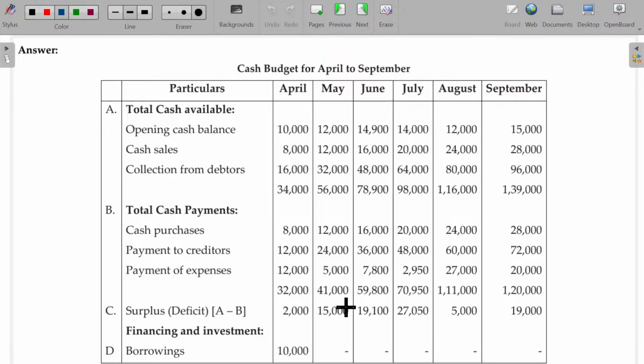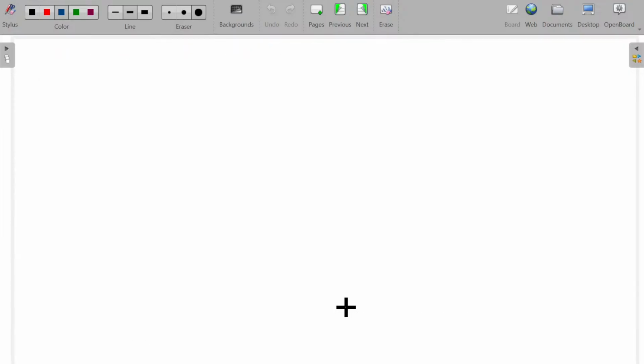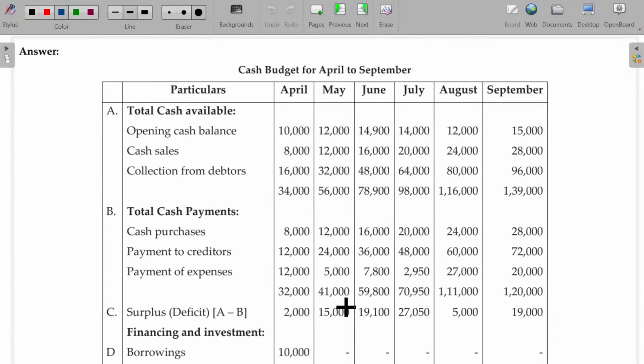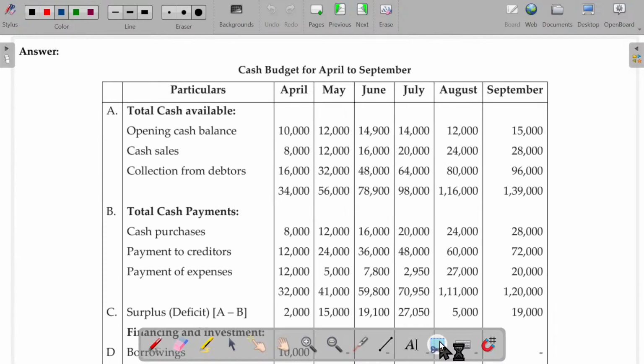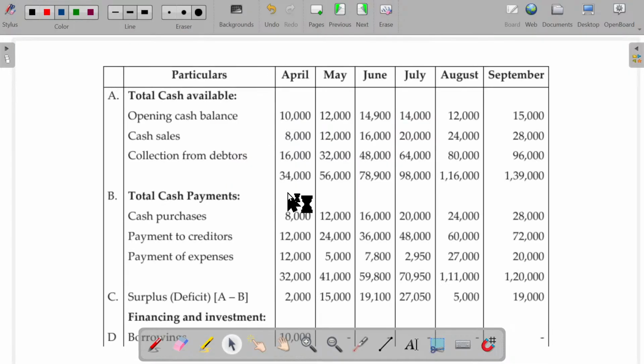I think I don't want to solve this illustration. I'm explaining only one concept. Rest of the things are very simple. So I'll finish up that. I'm not going to solve this illustration completely. It's like a capital budget. It's a cash budget.